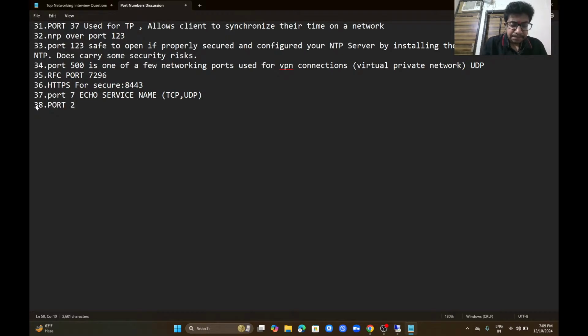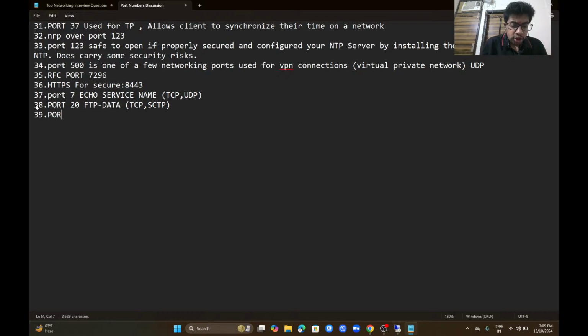Port 20, that is FTP data, and the protocols are TCP comma SCTP. Okay.